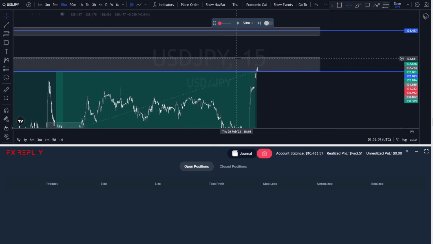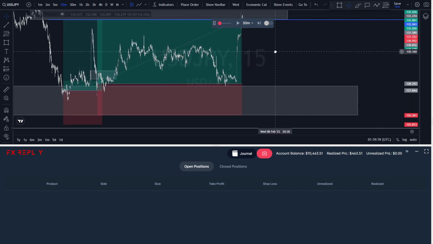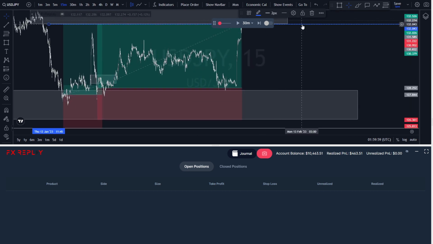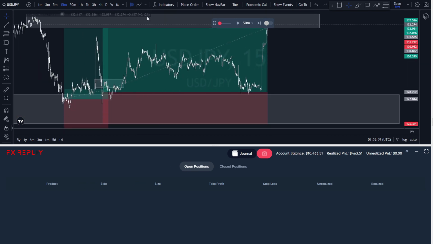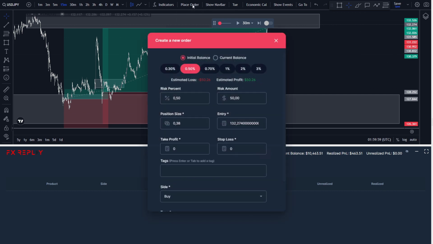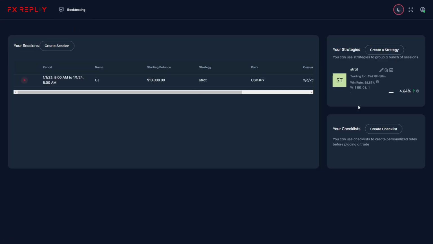Yeah, and as I see it, it went into this order block, might even go into this one, but who knows, it might just go down. I'll have to look for more confluences to say that for sure. But yeah, that's already it for today. But let me first take a look at the dashboard again.